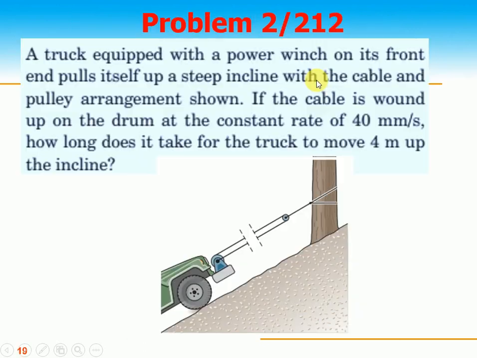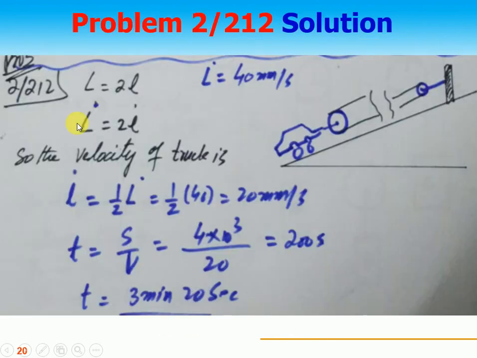If you see, the cable is wound at the winch at a rate of 40 millimeter per second. So the total length is 2L. L dot is equal to 40 millimeter per second. So the velocity of the truck is 1 by 2 L dot. 1 by 2 of 40 is 20 millimeter per second.